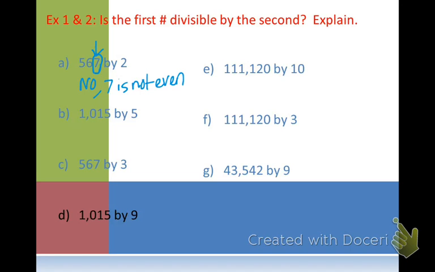B. 5 again, here we have a 5 at the end, this one right here, 5. So we look at the end number again, and we say 5, and I say yes, because 5 goes into 5. So you would say yes, and we say it ends in 5.